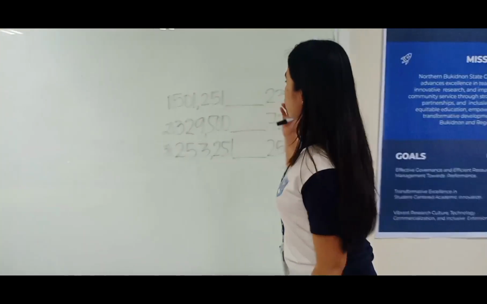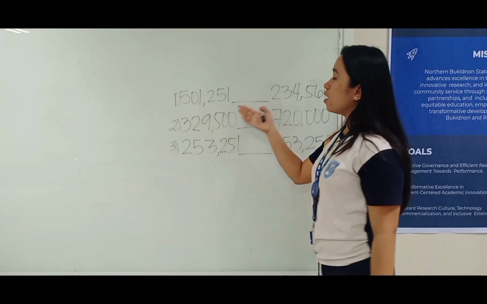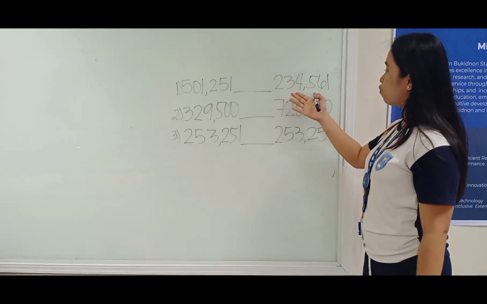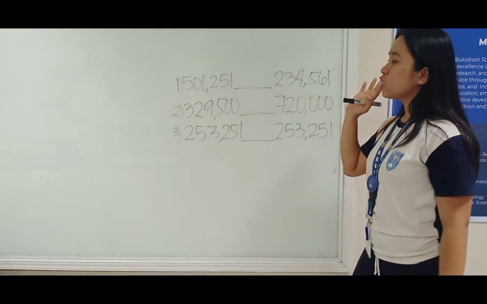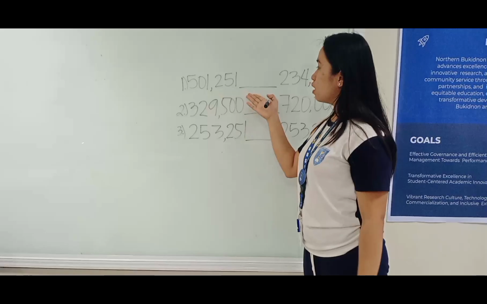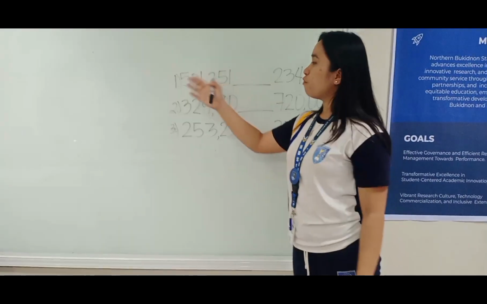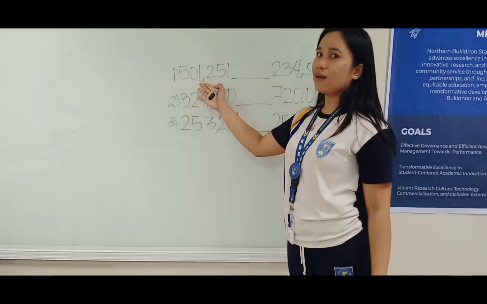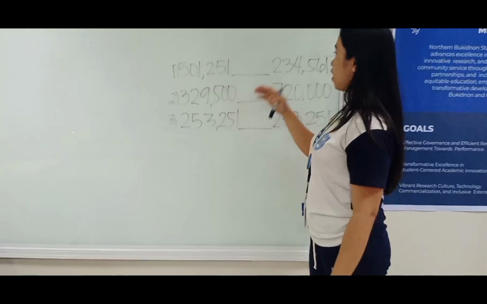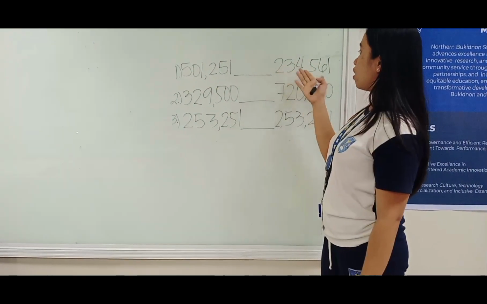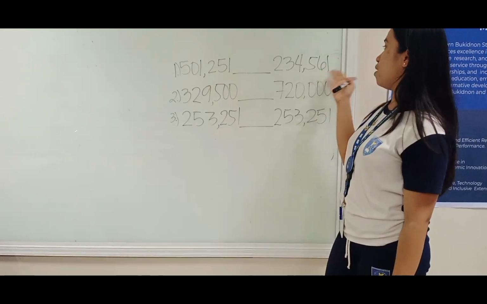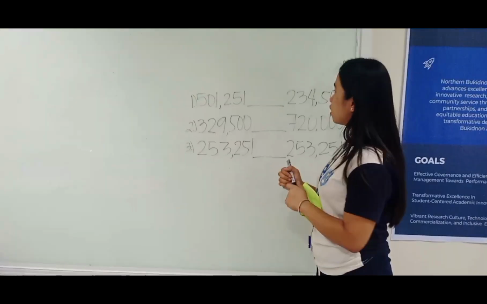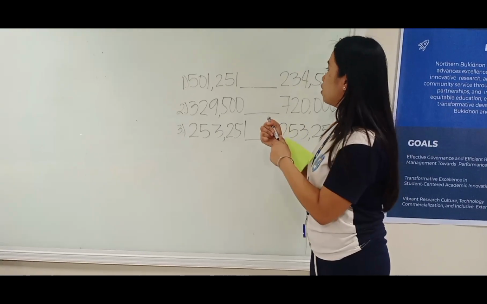In our example here in number 1, 501,251 and 234,561. What will we use here? Since 501,251 is greater than 234,561, we will use the greater than symbol.